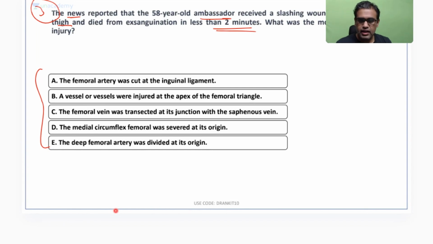Femoral artery cut at the inguinal ligament; nerve and vessels at the apex of the femoral triangle; femoral vein transected; medial circumflex; and knee. So 5 options. I will give you 30 seconds, and all the best. He died in 2 minutes. Upper medial thigh. Anatomy.